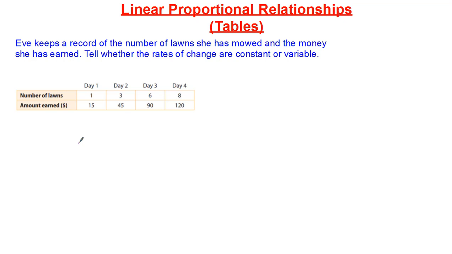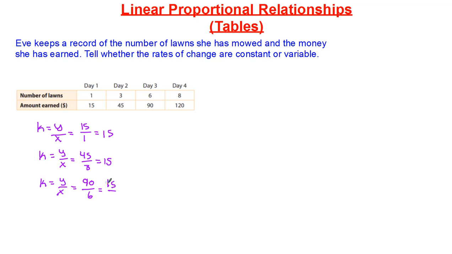Eve keeps a record of the number of lawns she has mowed and the money she has earned. Tell whether the rate of change is constant or variable. Okay, so k is equal to y over x. We always have to use that ratio. So we have 15 over 1, which is just equal to 15. K equals y over x, which is 45 over 3, which is also equal to 15. K equals y over x. And just use the third point on day 3, 90 over 6. So if I take 90 and I divide it by 6, I'm going to get a value of 15. So that has to be 15 as well.